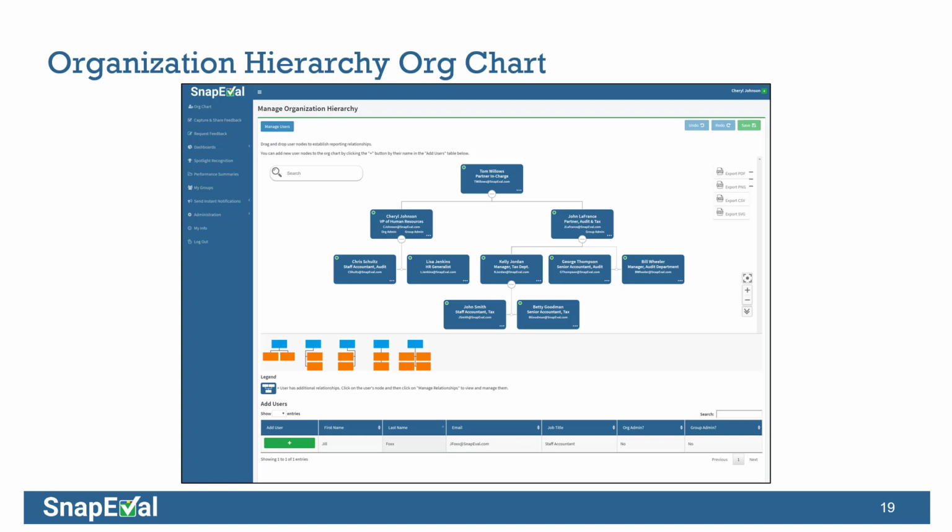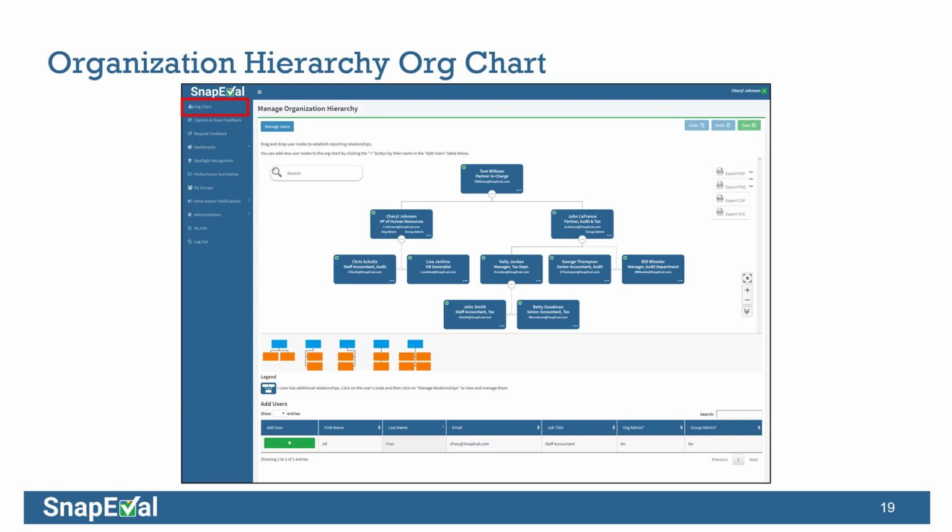And you access the one that's visible for everybody in the menu there. If you look under where it says SnapEval, where it says org chart right below it, that would be the link that everybody has access to, that is a SnapEval user in your organization, that could see the org chart itself, the view-only version of the org chart.